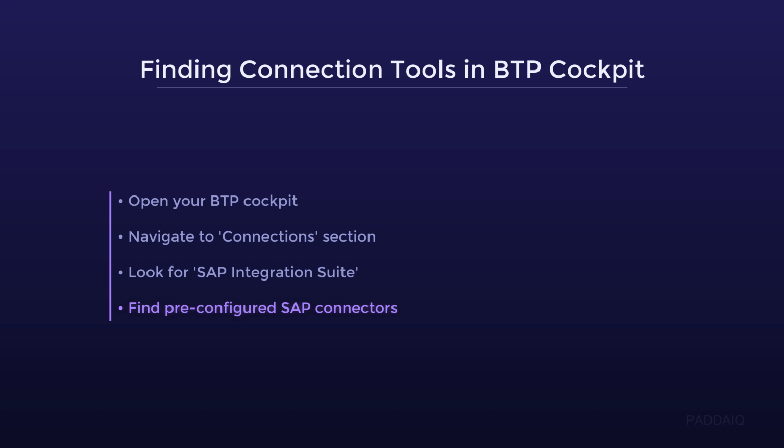Find pre-configured SAP connectors. These are ready-to-use tools in the cockpit that link your BTP applications to other SAP systems, like S/4HANA, without complex setup. For example, you can quickly connect a cloud application to pull real-time customer data. Using these saves significant development time and effort.